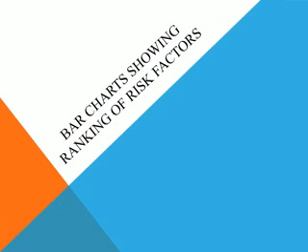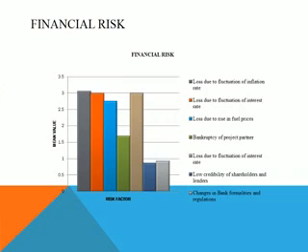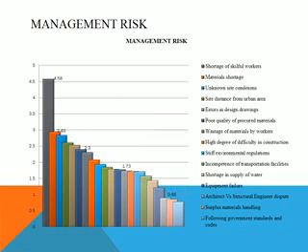Bar charts showing ranking of risk factors. Financial risk: loss due to fluctuation of inflation rate, loss due to fluctuation of interest rate, loss due to rise in fuel prices, bankruptcy of project partner, low credibility of shareholders and lenders, changes in bank formalities and regulations. This is about the management risk.